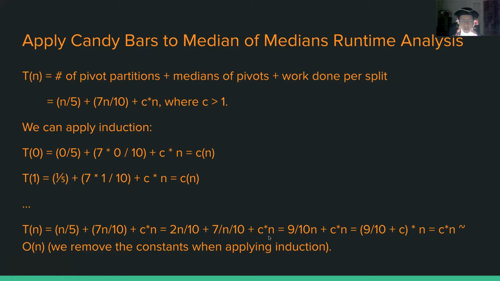And then plus c times n, which is 9 over 10 n plus c times n, which is 9 over 10 plus c. And ooh, that's scary, isn't it? It's basically c of n, or O of n, is linear. We remove the constants when applying induction.